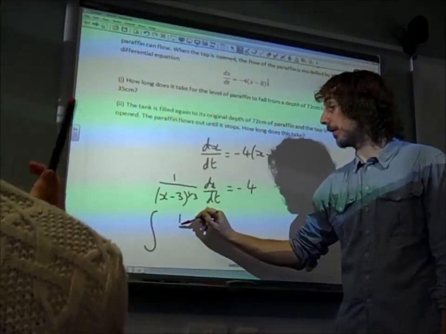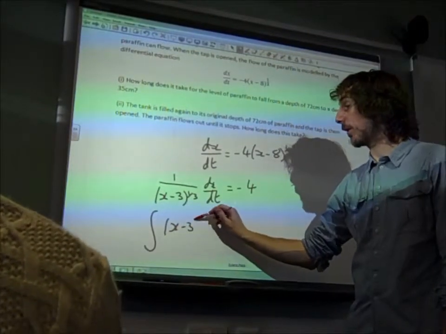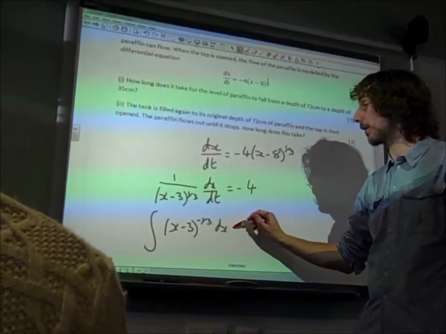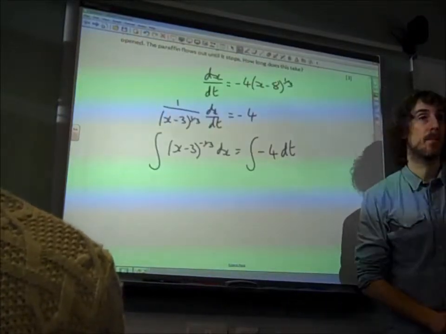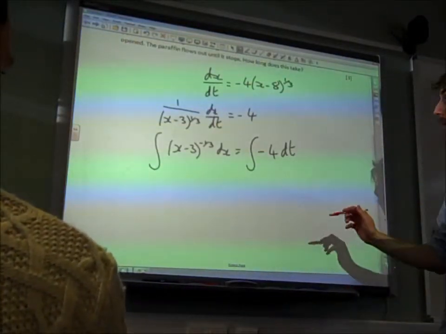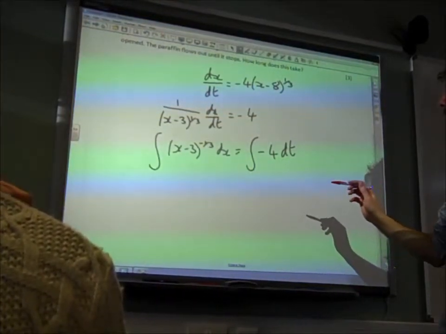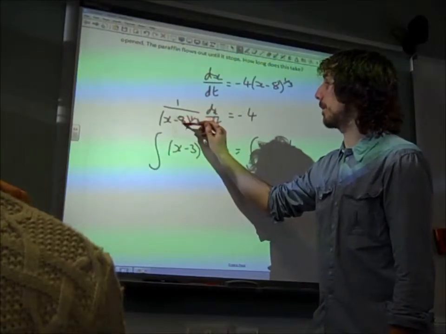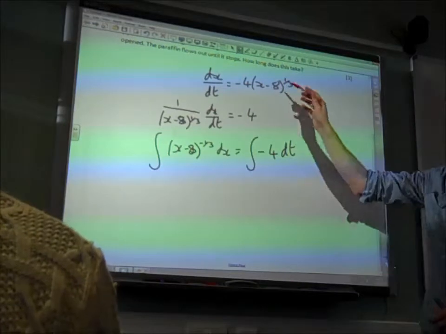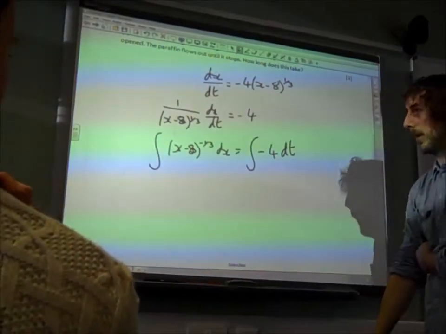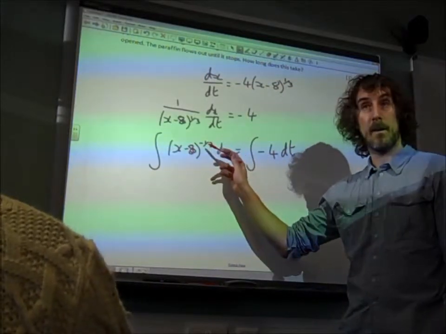But that would give us the integral. I'm going to write it on one line because it just makes it a bit easier. The integral of (x minus 8) to the minus a third dx is the integral of minus 4 dt. Oh, yes, it was an 8. Thanks, Sam.